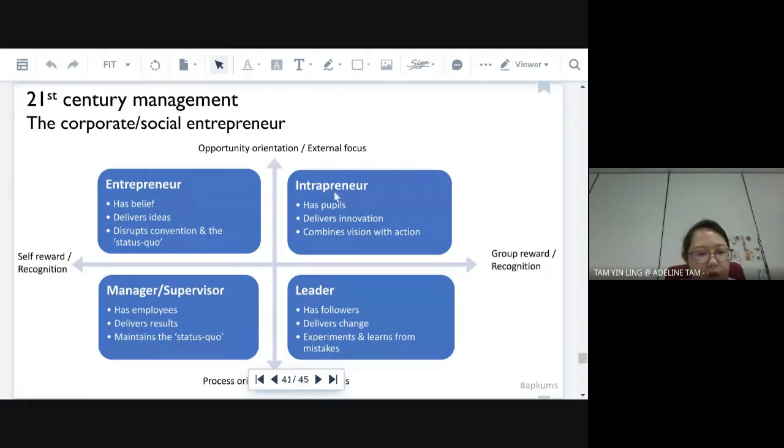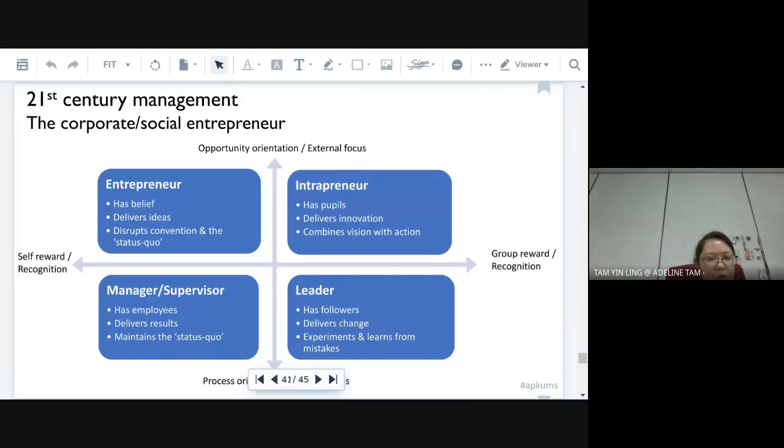But intrapreneur means we have workers who are entrepreneurs inside a company. They are not new companies, but they have new products, new processes or new innovations suitable with the vision of the companies. So the company can give them group reward. Reward to the workers, not reward only to the boss, but reward to the workers.